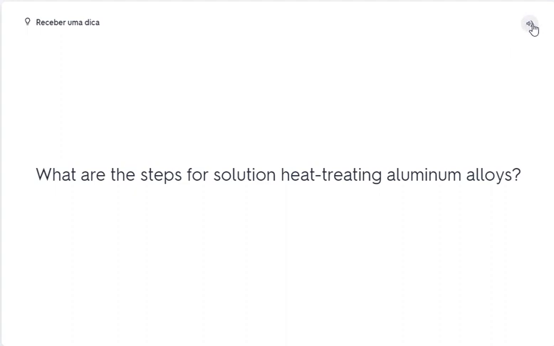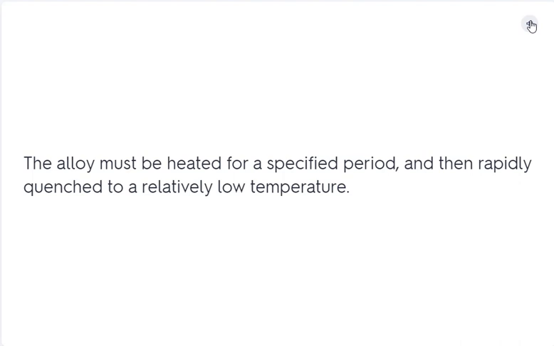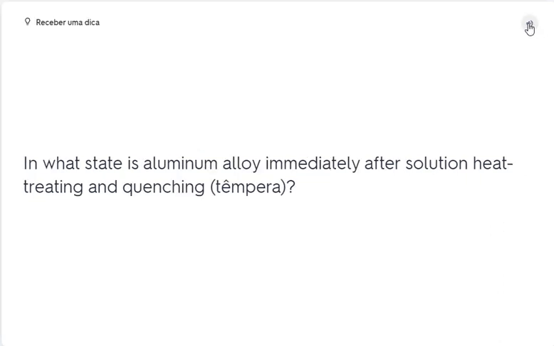What are the steps for solution heat treating aluminum alloys? The alloy must be heated for a specified period and then rapidly quenched to a relatively low temperature. In what state is aluminum alloy immediately after solution heat treating and quenching? The alloy is in a soft state, so the material must be naturally aged or precipitation hardened.